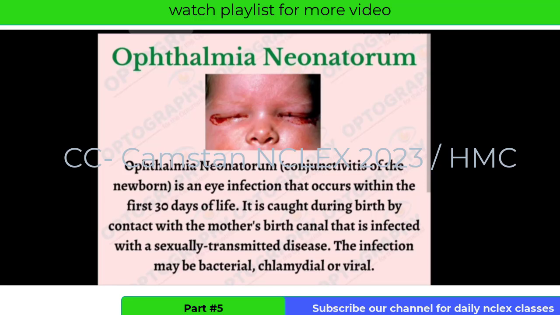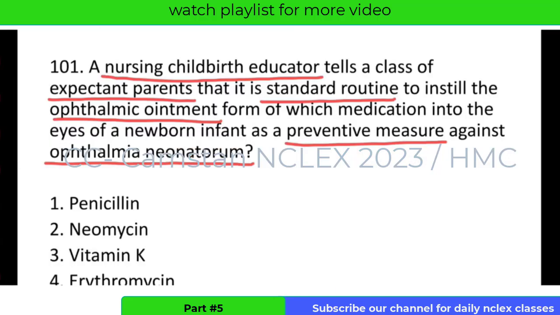So here you can see the image that this is ophthalmia neonatorum. In this condition, eyes can be seen like this. So, which ophthalmic ointment is used to instill in the eyes of a newborn as a preventive measure of ophthalmia neonatorum? To find out the correct answer of this question, let's move towards the options.